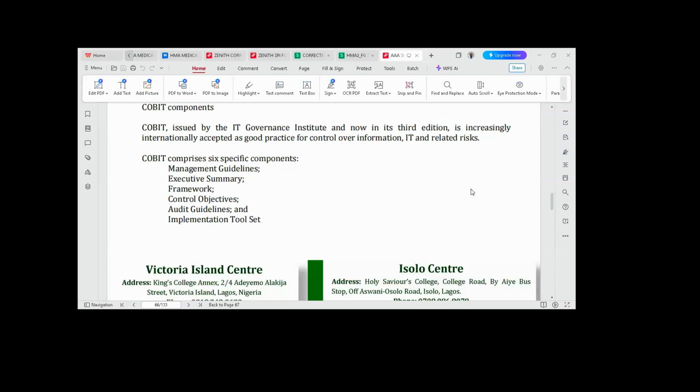All right? Then the last one, the implementation tool set. These are the tools, the parameters, the systems that they are going to put in place to ensure the achievement of the control objective. All those tools and gadgets that they are going to put in place to achieve the objective is what we refer to as the implementation tool set. All right?